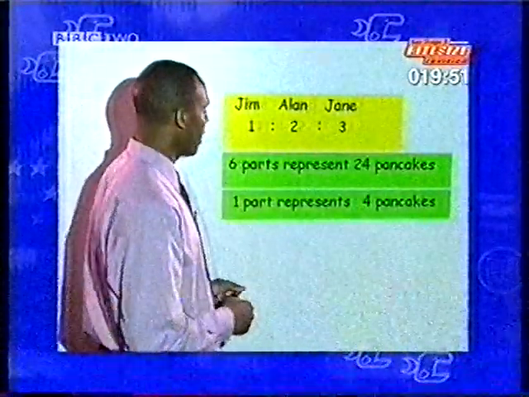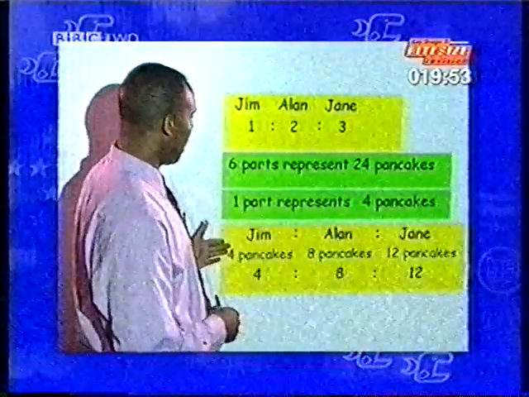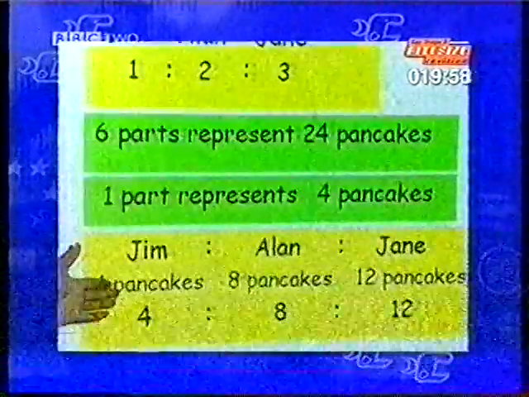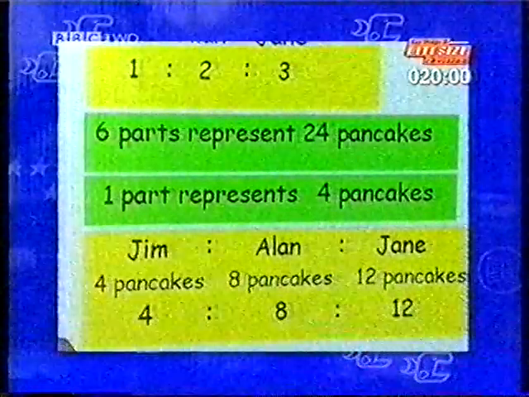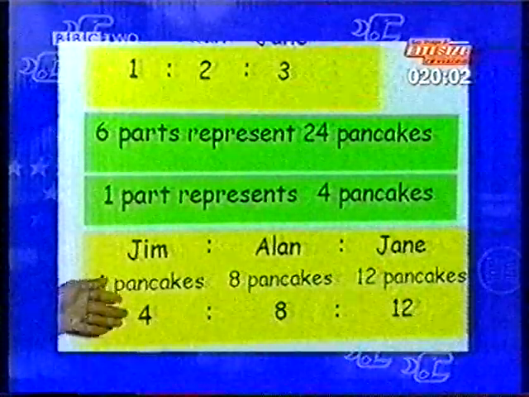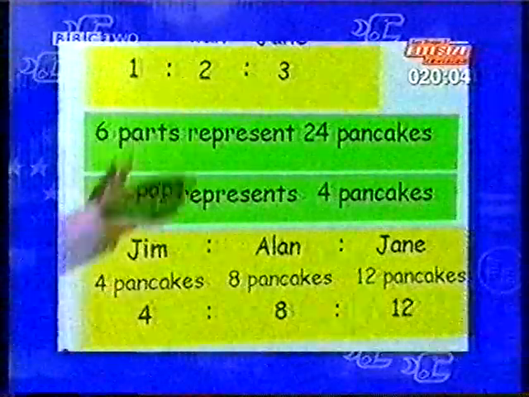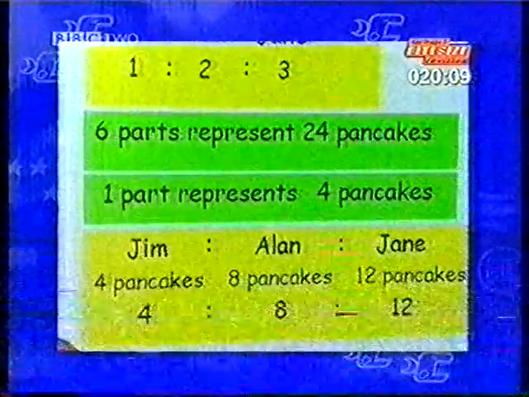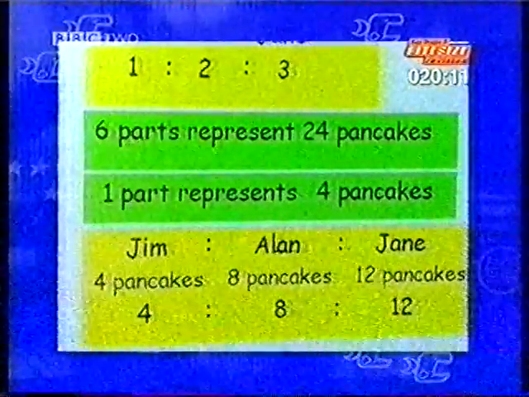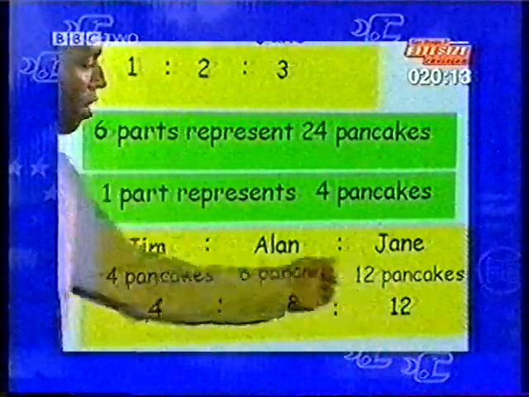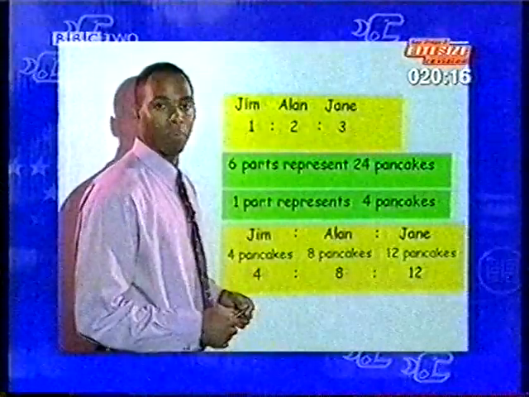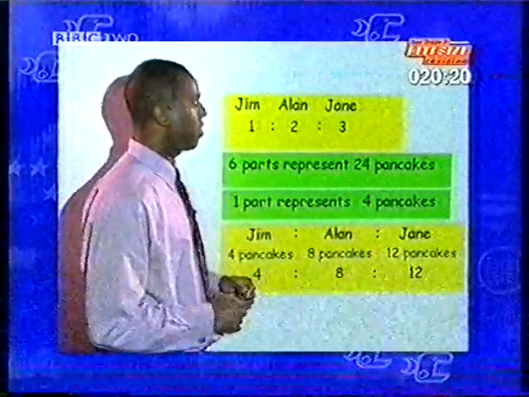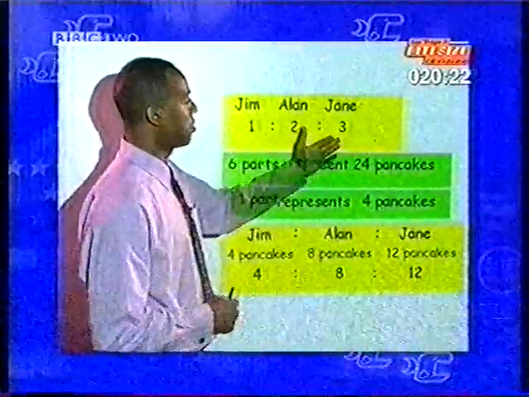Now, if we share the pancakes between Jim, Alan and Jane in the ratio of 1 to 2 to 3, that means Jim, with 1 part, will get 4 times 1, or 4 pancakes. Alan, with 2 parts, will get 2 times 4, or 8 pancakes. And Jane, with 3 parts, will get 3 times 4, or 12 pancakes. Remembering, of course, that the ratio of 4 to 8 to 12 is the same as a ratio of 1 to 2 to 3.